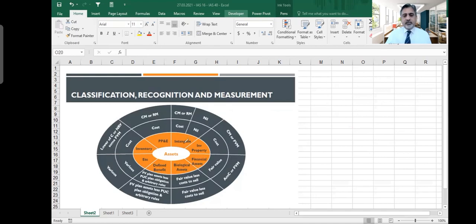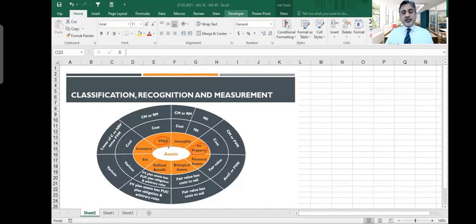Now, this is one graph or one chart which you can see on your screens. And I have put here the standard. This is your PPE IAS 16, and this is your investment property IAS 40. There are many other assets as well, like intangible IAS 38, financial assets IFRS 9, biological IAS 41, defined benefit IAS 19, inventory IAS 2, but we are not going to discuss them.